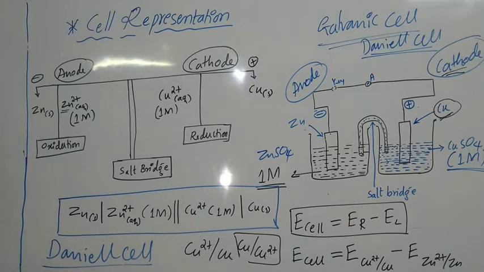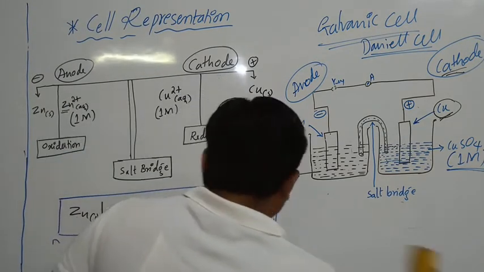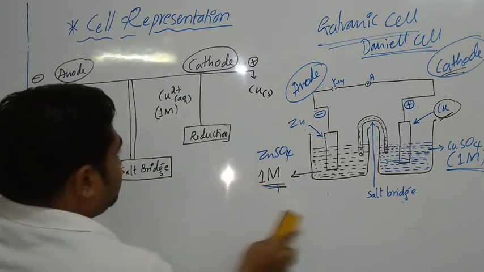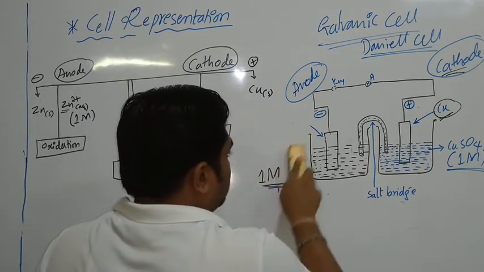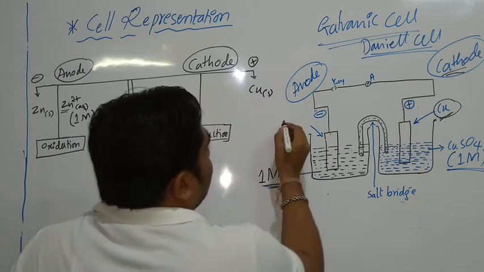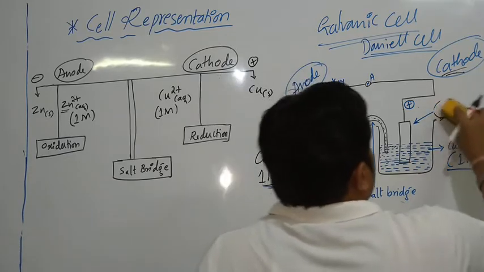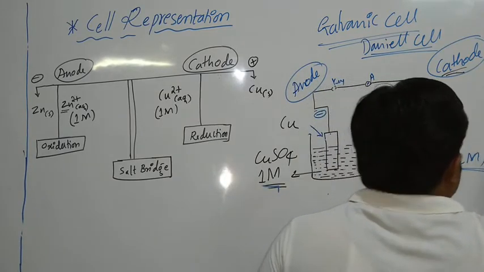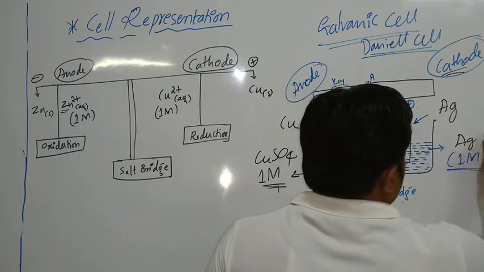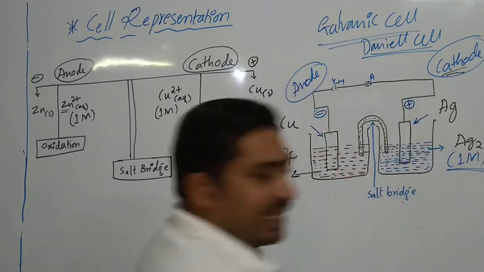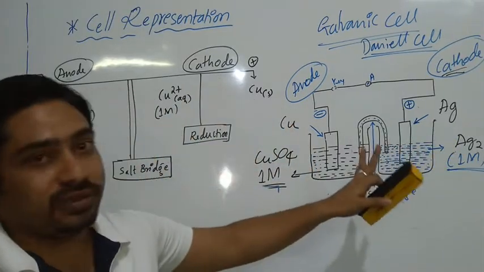Okay, before going forward, we'll discuss one more example of this type. So now I'll take the solution here on this side as copper, and this solution is copper sulfate solution, and on the right hand side I will take a silver electrode. Now here the electrolyte is Ag2SO4 or I can take AgCl. So here we have to take an electrolyte that must furnish Ag+ ions.